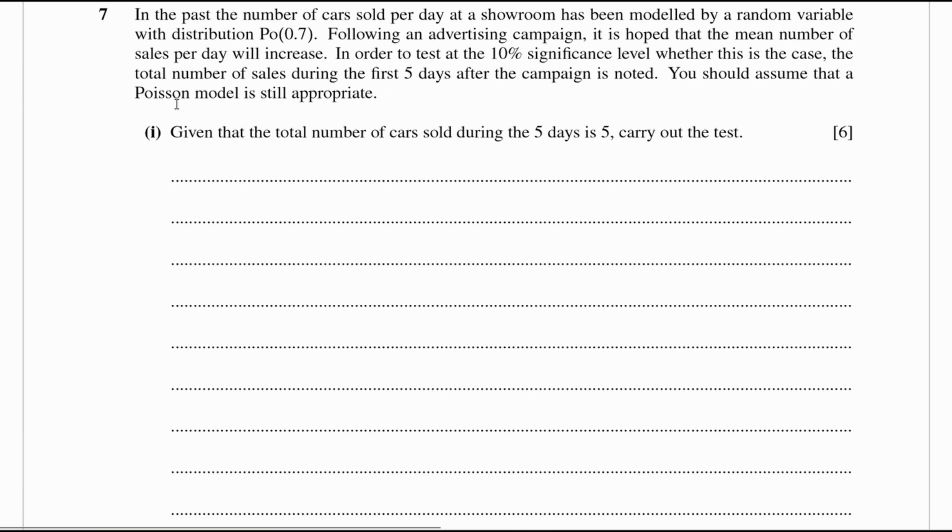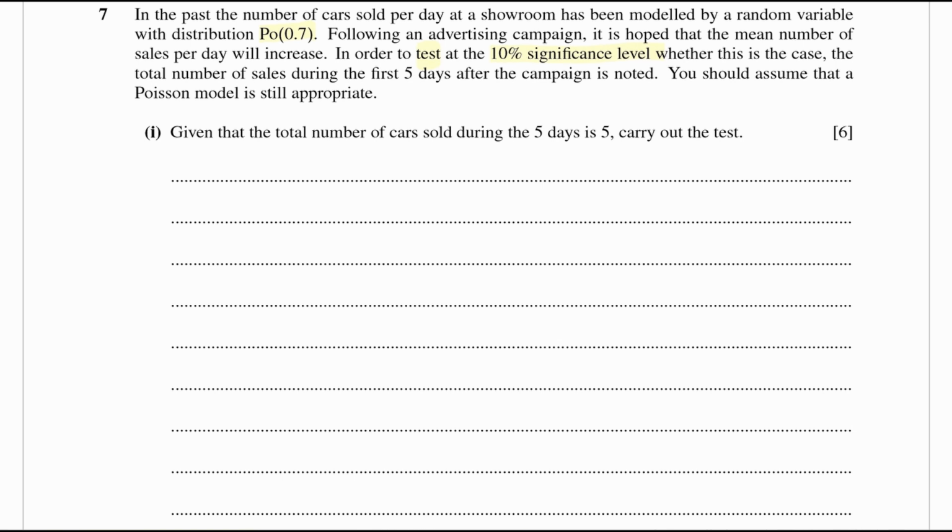Here we go. Question 7. In the past, the number of cars sold per day at a showroom has been modelled by a random variable with distribution Po(0.7). Following the advertising campaign, it's hoped that the mean number of sales per day will increase. Okay, so we want a mean number of sales, right. In order to test, okay, so straight away, we know hypothesis testing, we've got a 10% significance level.